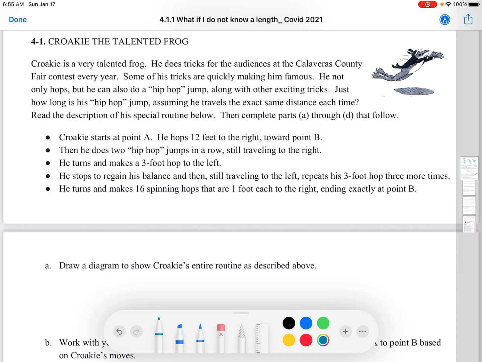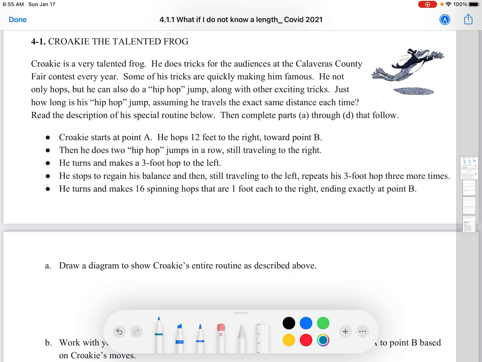Some of his tricks are quickly making him famous. He not only hops, but he can also do a hip-hop jump along with other exciting tricks. Just how long is this hip-hop jump? Assuming he travels the exact same distance each time. Read the description of his special routine below. Then complete parts A through D that follow.